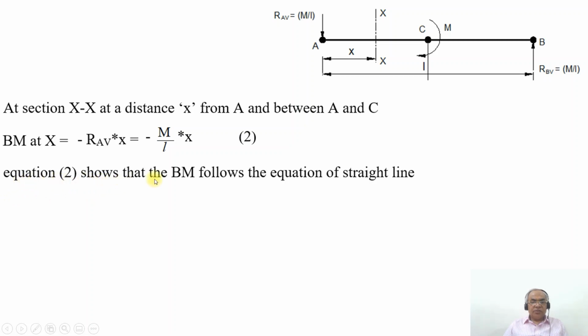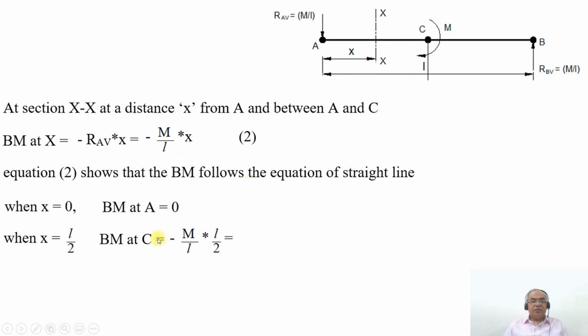Equation 2 shows that the bending moment follows the equation of a straight line, because the power of X is equal to 1. When the value of X is equal to 0, BM at A will be equal to 0. When the value of X is equal to L by 2, BM at C will be equal to minus M by 2.